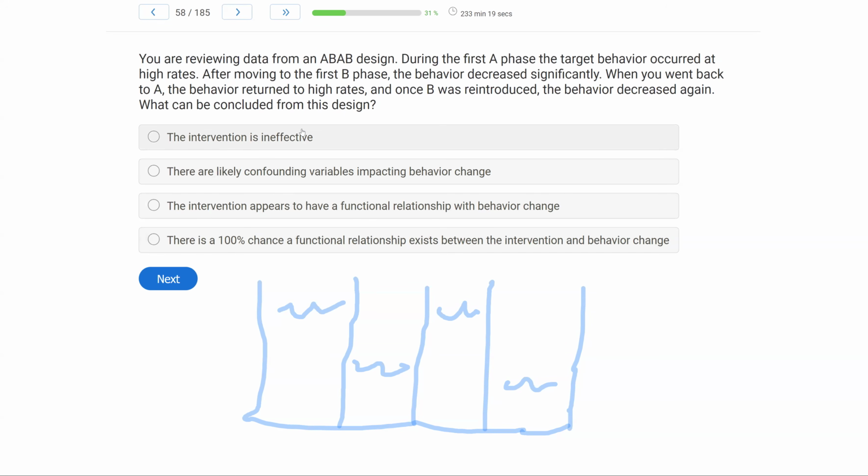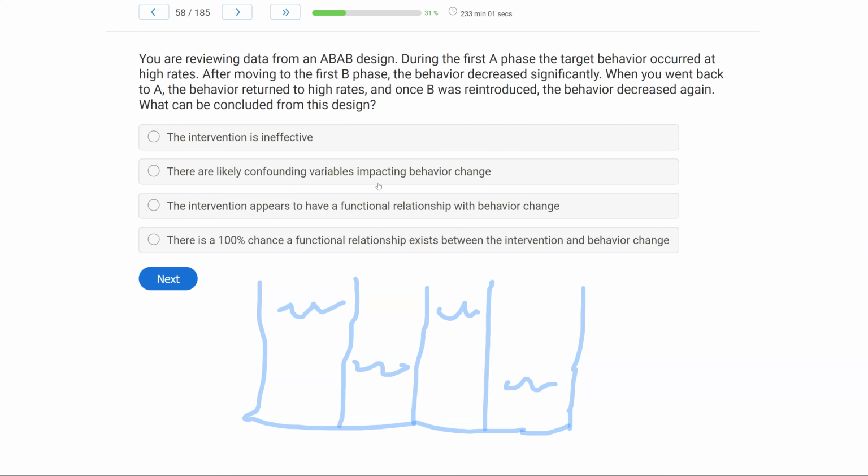A, the intervention is ineffective. Well, we would not conclude based on the information and based on the data that the intervention is ineffective, given that there's a pretty significant change in the withdrawal, right? When we withdraw the intervention and reintroduce it, that change continues.